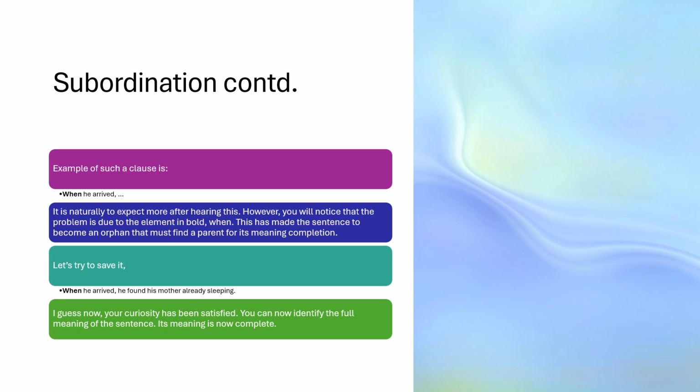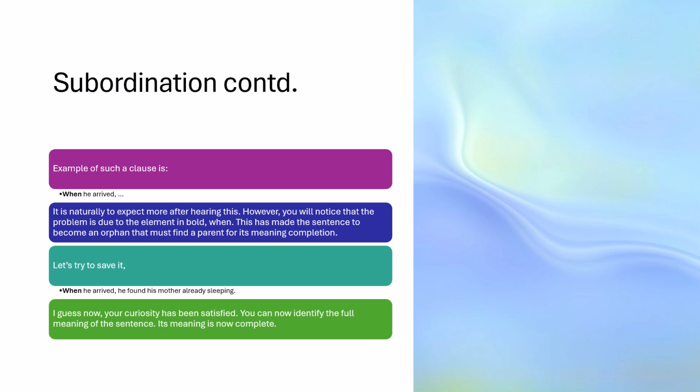So let's see such an example. When he arrived, so what happened? So that's the question you want to ask. It is natural to expect more after hearing this. However, you will notice that the problem is due to the element in bold. If you say he arrived, yes, that will make complete sense. But by the time you add when he arrived, then you expect more. So this makes the sentence become an orphan that must find a parent for its full completion.